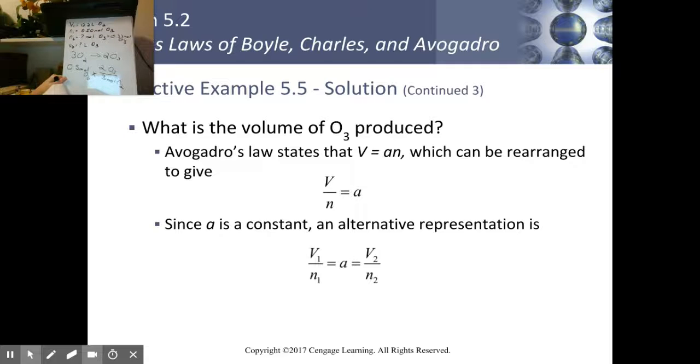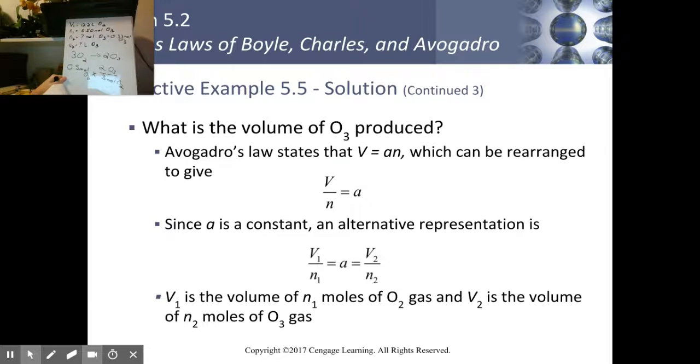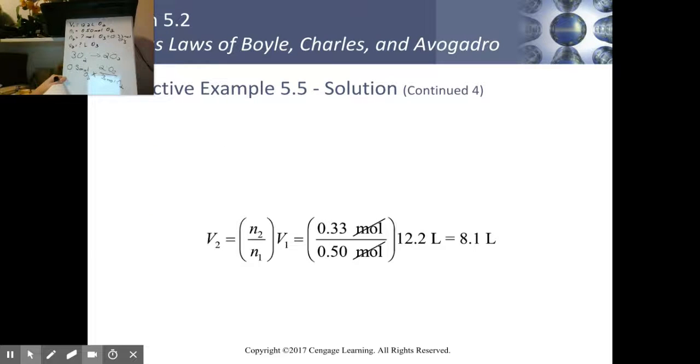So if we use our V1 over N1 equals V2 over N2, and we substitute in our quantities and solve for V2, V2 is going to equal V1 times N2 over N1. And we plug it in and we find that we get 8.1 liters. Now, this problem was a little extra. Typically, a problem would just have the volume and moles, much like the Boyle's and Charles' law problems that I gave you. That's all there is to it for Avogadro's law.